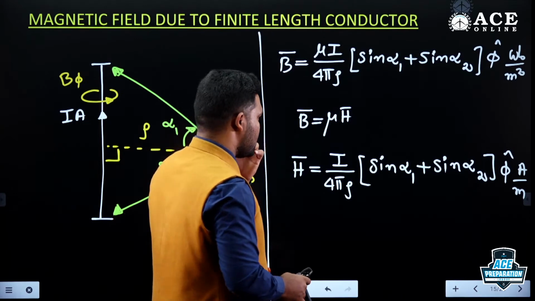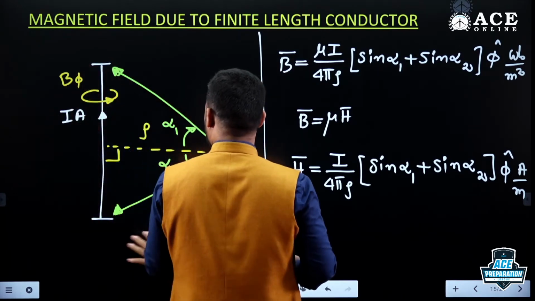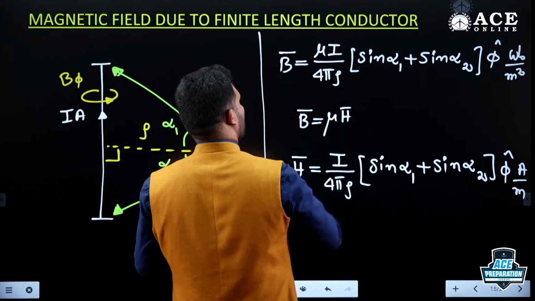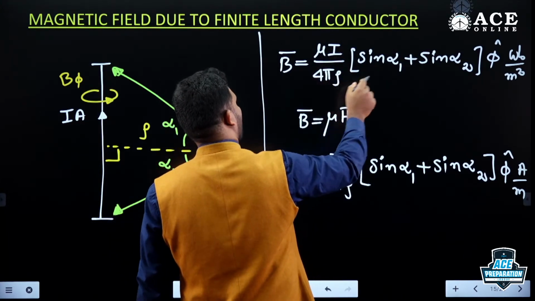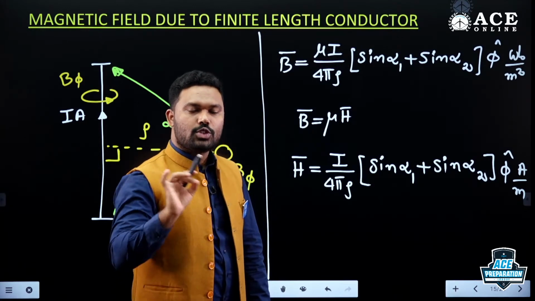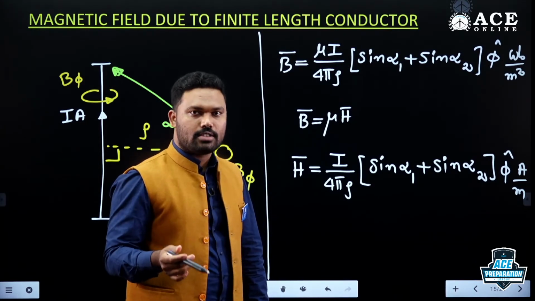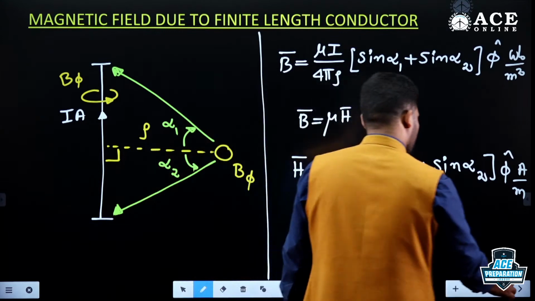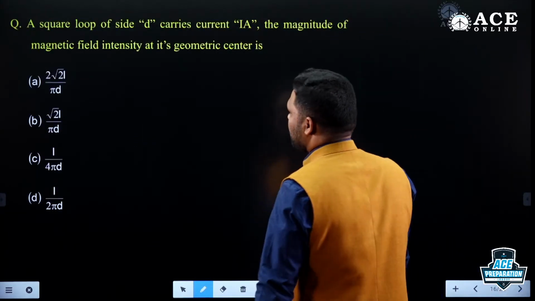Now let us see some questions here. You just need to remember this diagram. And you should know what this I is, what this rho is, what alpha 1, alpha 2 are, all these things. Knowing the formula is not enough. You should know what those parameters are indicating also. Fine. Let us see some questions here. How confidently can we deal with these questions?